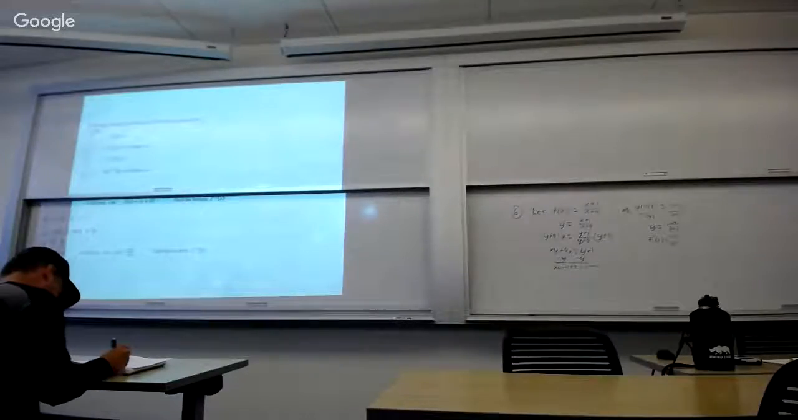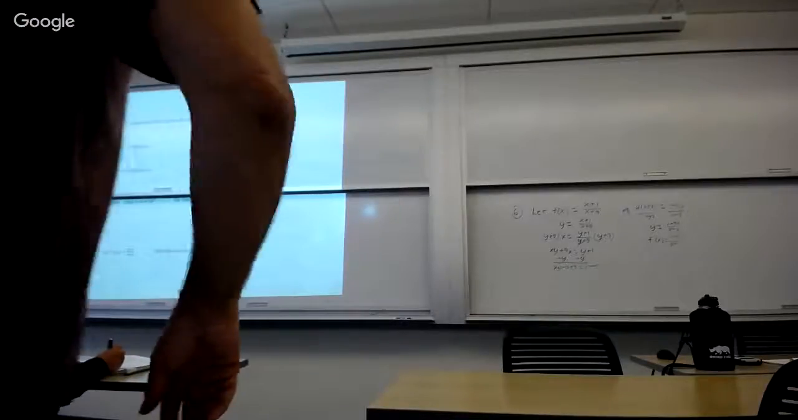What's the half-life? Whatever A naught is, you set the other side equal to 1/2 A naught and solve it. Let me do it on the board, and that way everybody gets to see it.